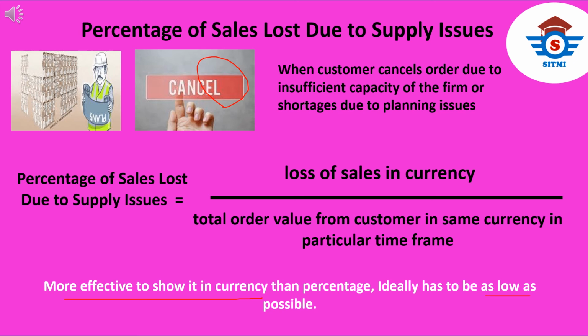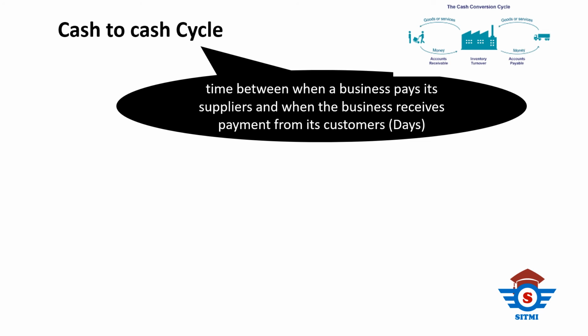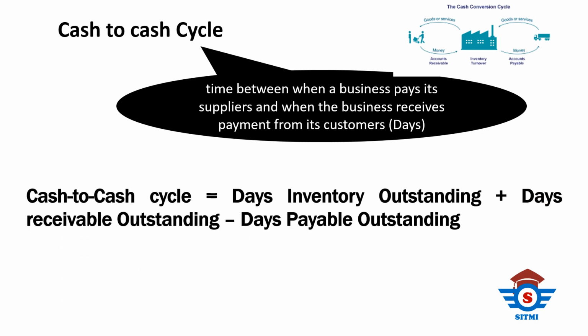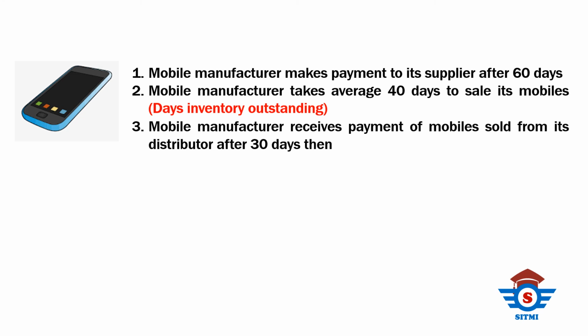Our next metric is cash to cash cycle. Cash to cash cycle is one of the key metrics used to measure how cash flow is happening. It is the time between when a business pays its supplier and when the business receives payment from its customers. The cash to cash cycle is usually expressed in days. So the formula for cash to cash cycle is simply the date of receiving the customer's payment minus the date of materials payment to the supplier. Let's take an example of a mobile manufacturer, and we will make three assumptions.